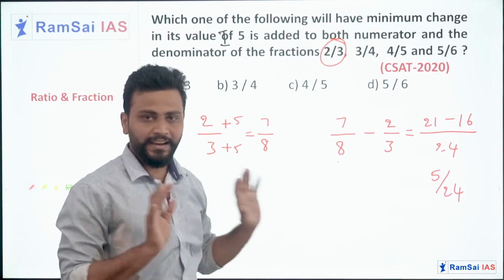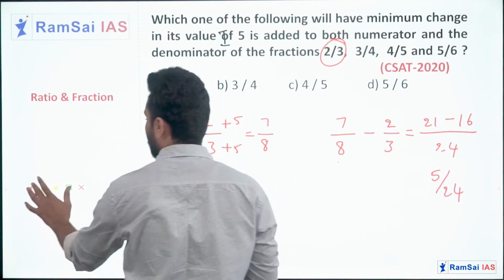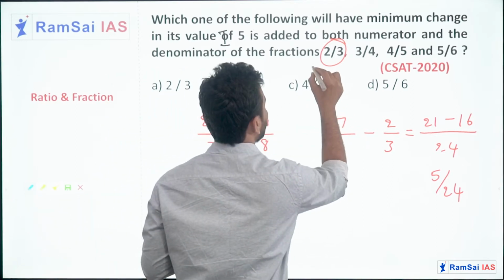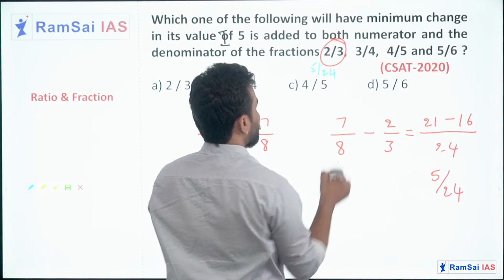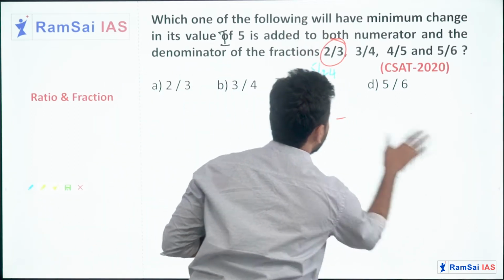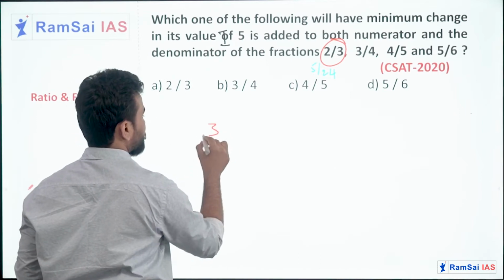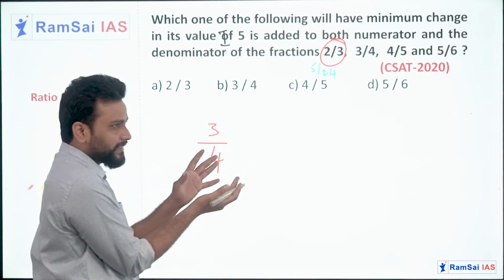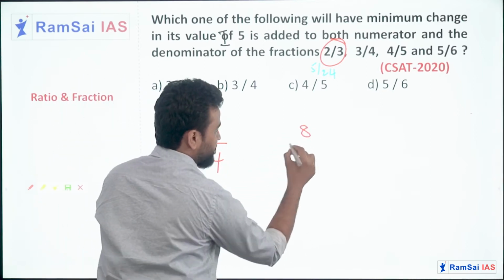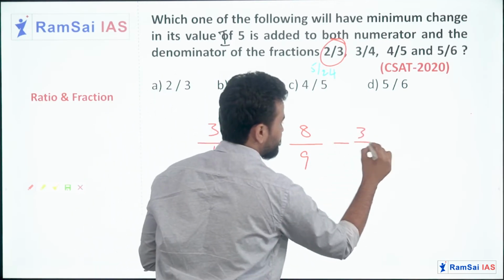Similarly, I will find out the remaining changes as well. So 5 by 24 for 2 by 3, I will write here just for my reference. And for the remaining, the next fraction is 3 by 4, right? If I add 5 to the numerator and the denominator, then the fraction will be 8 by 9, right? So the change will be 8 by 9 minus 3 by 4.